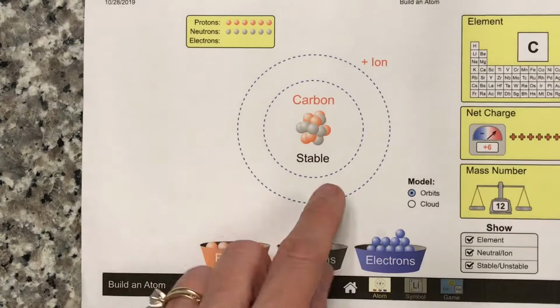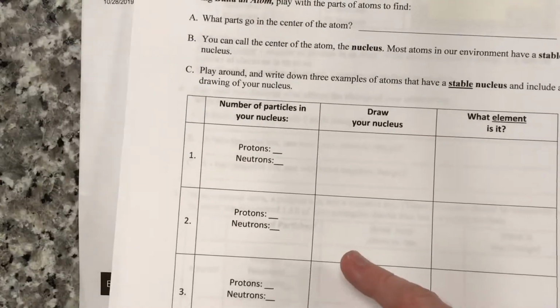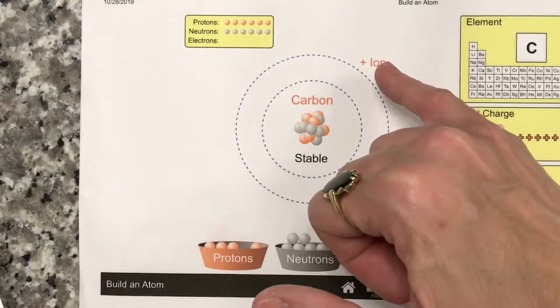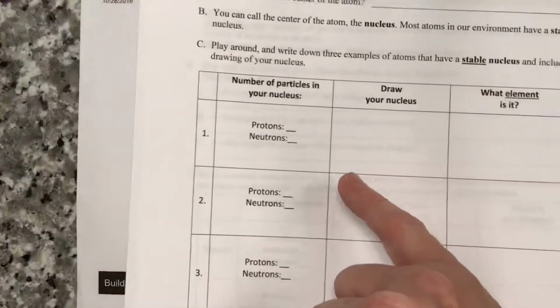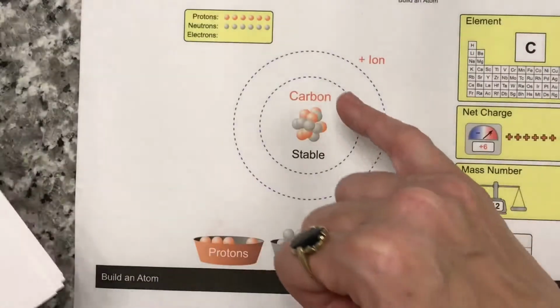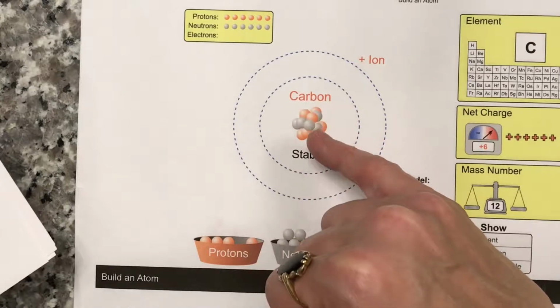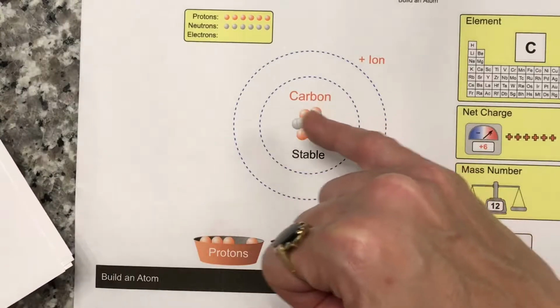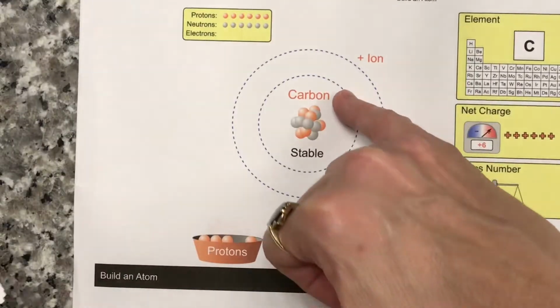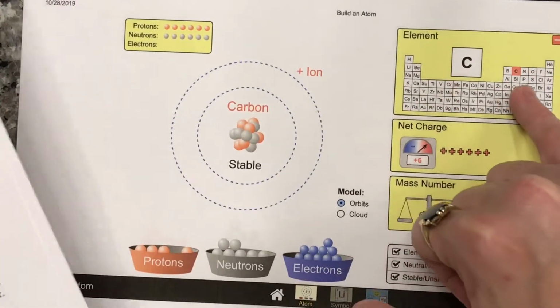And how do I know it's stable? Because it literally says it's stable. For this particular one, you are not worried about that word right there. You're only concerned about the center. Draw your nucleus. You're just drawing how many protons and how many neutrons are in here. You can either use color or you can label the protons P and the neutrons N. And then what element is it? It's going to tell you right there. It will also tell you right here on the periodic table.